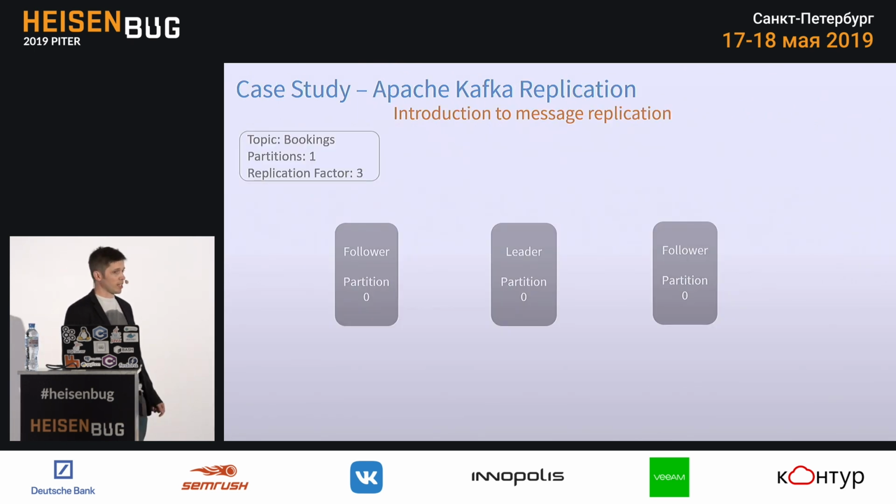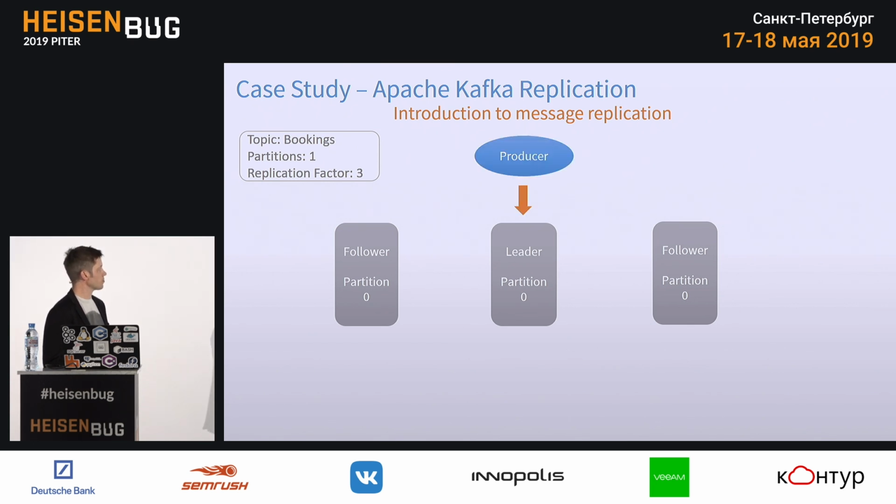So we're going to look at Apache Kafka replication as a case study for this talk. We're actually going to look at an old version of the protocol, which actually has a defect, which has since been fixed. And we're just going to learn about that, and then we'll use that as the basis for looking at our strategy.